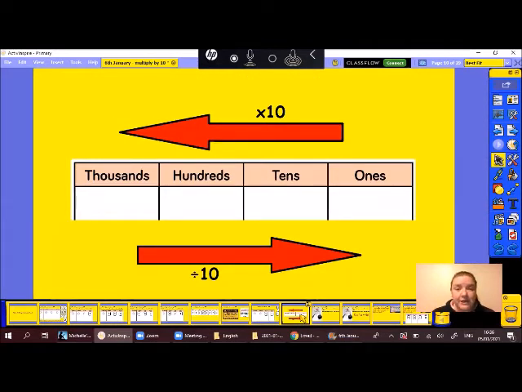Here's a reminder for you. So nice and easy. You've got your place value grid in the middle. If you're multiplying by 10, if you're timesing by 10, remember it goes this way, so everything moves up. If you're dividing by 10, everything gets smaller, so you're going down and everything moves across to the right.